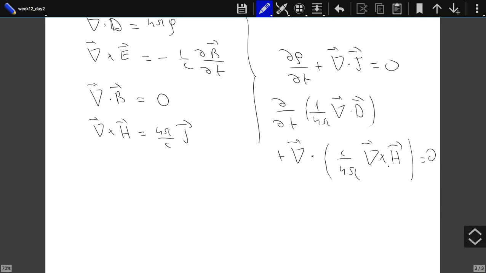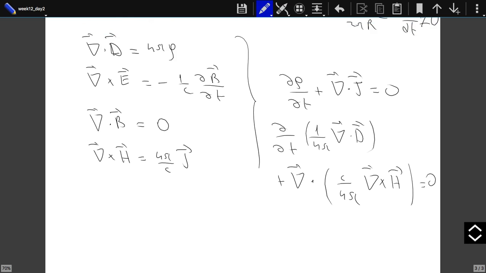Well, the second term is automatically 0 because the divergence of a curl is 0. But D can be time dependent. There is nothing that prevents the time dependence of D. So this is where these four equations, in their current form, are not consistent with charge conservation.